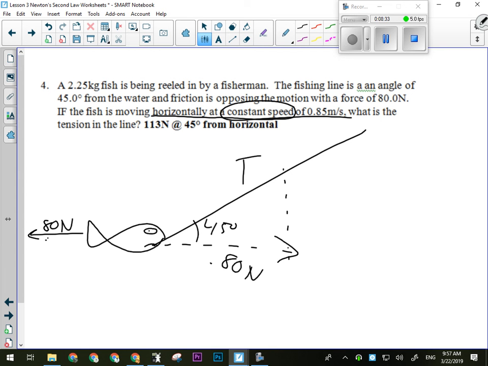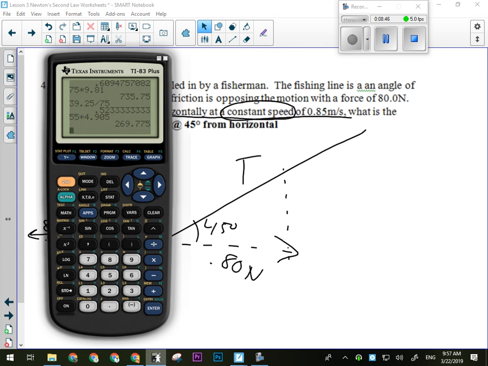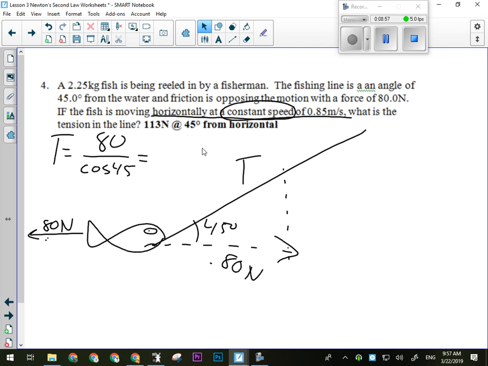Okay, so now that I have that 80 newtons, okay, it's the adjacent side. So I'm going to go tension equals 80 newtons divided by the cos of 45. Very similar to what I did in the last question mathematically. Okay, so 80 divided by the cos of 45. 113 newtons, okay, at 45 degrees from the horizontal.